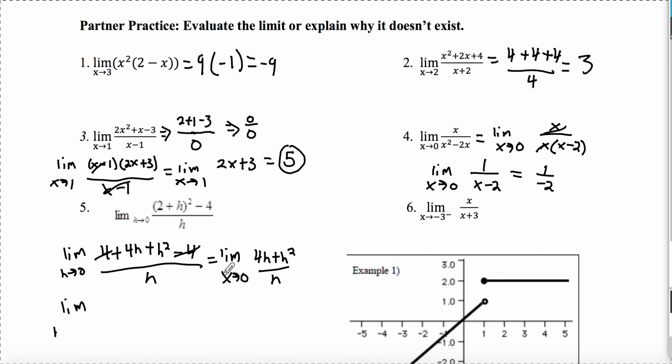Ooh, this should be an h approaches 0, not an x. The limit as h approaches 0. I can factor an h out of the numerator. That'll be 4 plus h over h. We'll lose an h, and that'll give me the limit as h approaches 0 of 4 plus h, which will give me a value of 4.